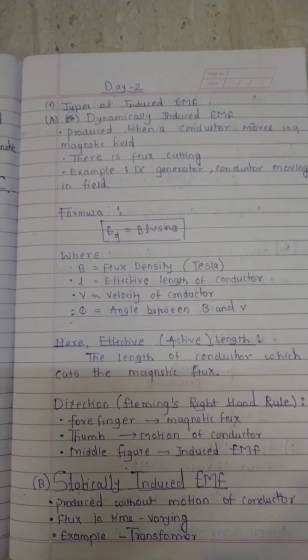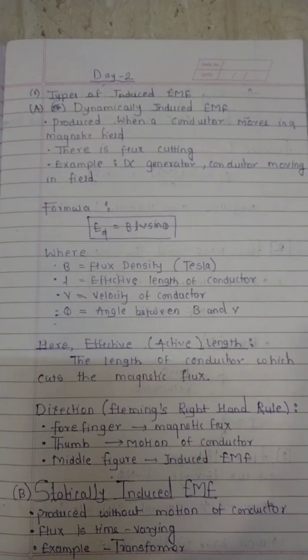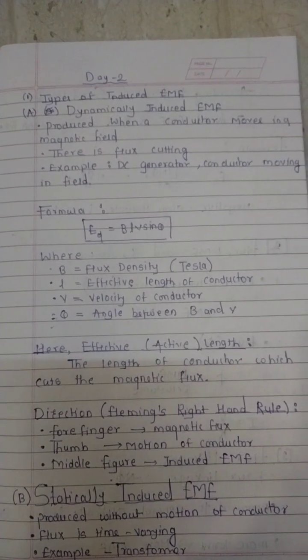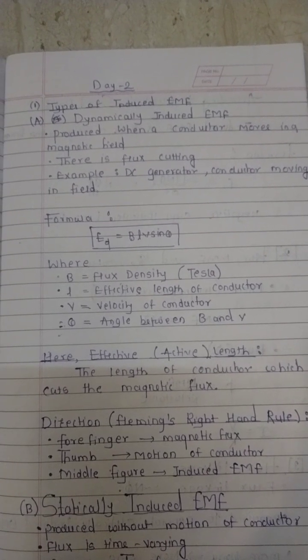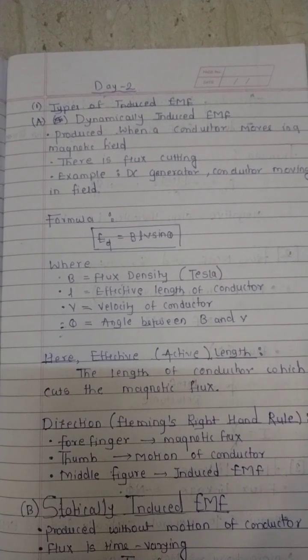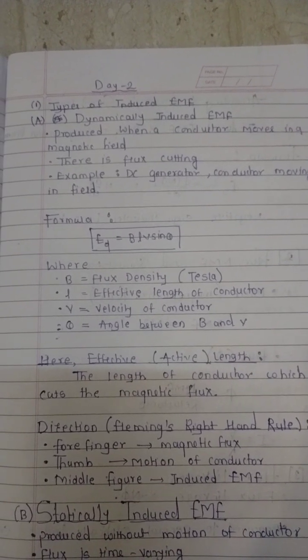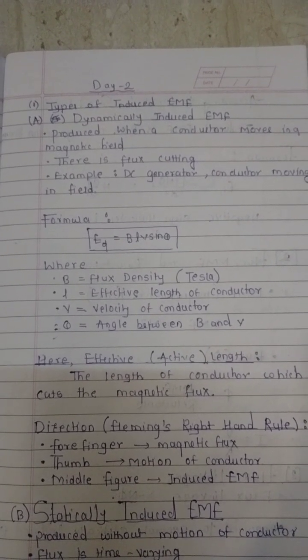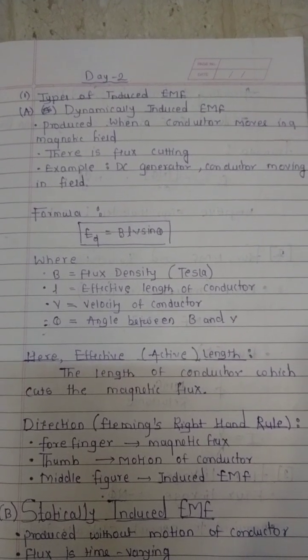Okay, today is day two. So we'll see the types of induced EMF. First one is the dynamically induced EMF, which is produced when a conductor moves in a magnetic field, and there is flux cutting in dynamically induced EMF. Example of the dynamically induced EMF is the DC generator, meaning the conductor is moving in the field.